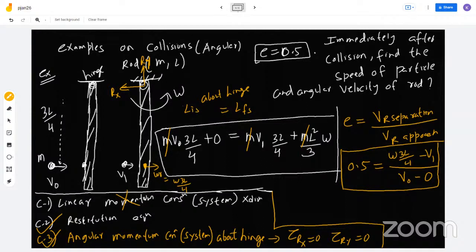And if they ask you to find the loss in kinetic energy of the system, it is the same during collision. You can find the initial kinetic energy and the final kinetic energy. For the particle, final is half m v1 square. For the rod in fixed axis rotation, kinetic energy is half I about the fixed axis into omega square. That also you can write. Correct, guys?